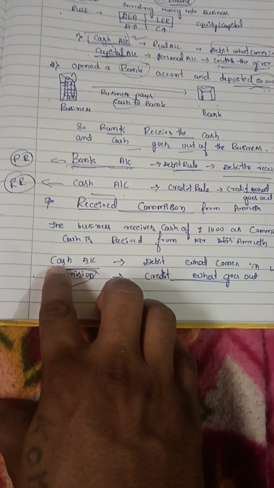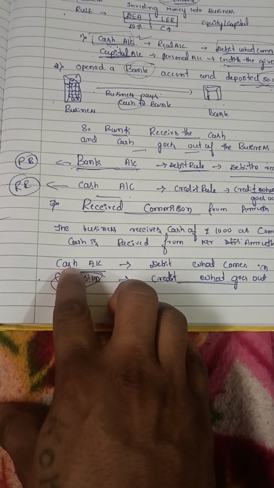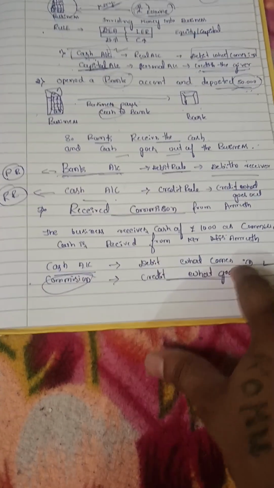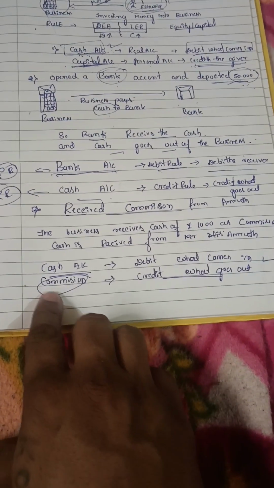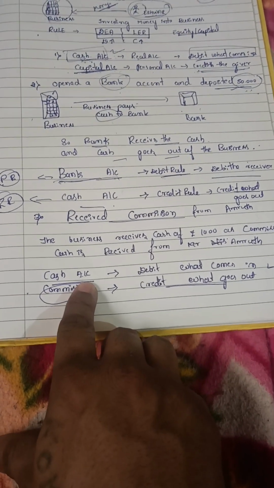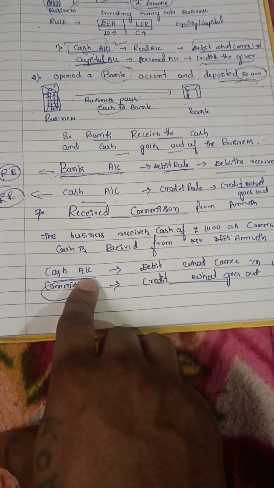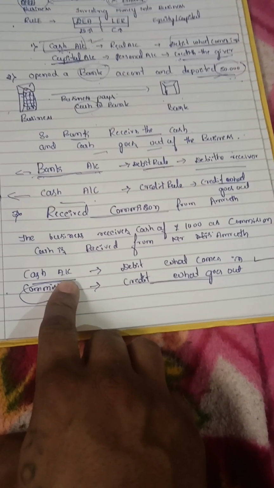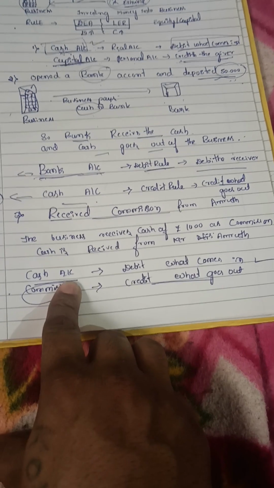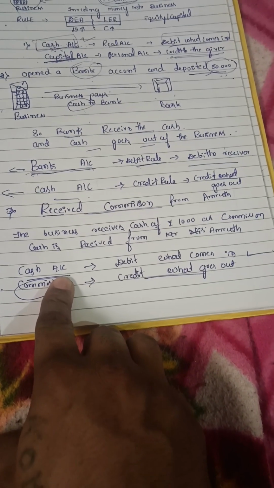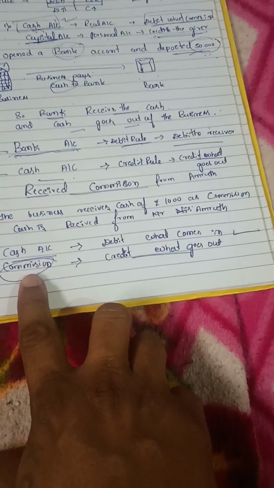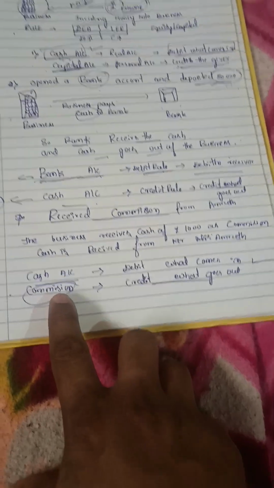And commission. Why are we crediting this entry? Commission comes under nominal account rule. What is the nominal account rule saying? Debit all the expenses and losses and credit all the income and gains. Credit all the income and gains. So commission is income to our business. That's why we are crediting commission.